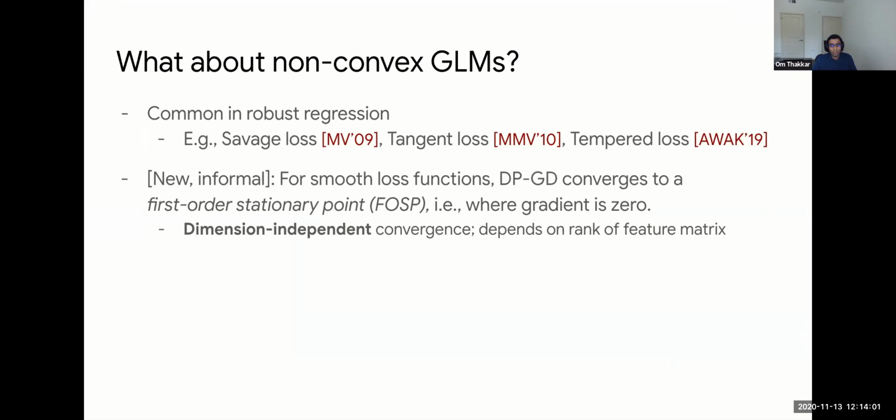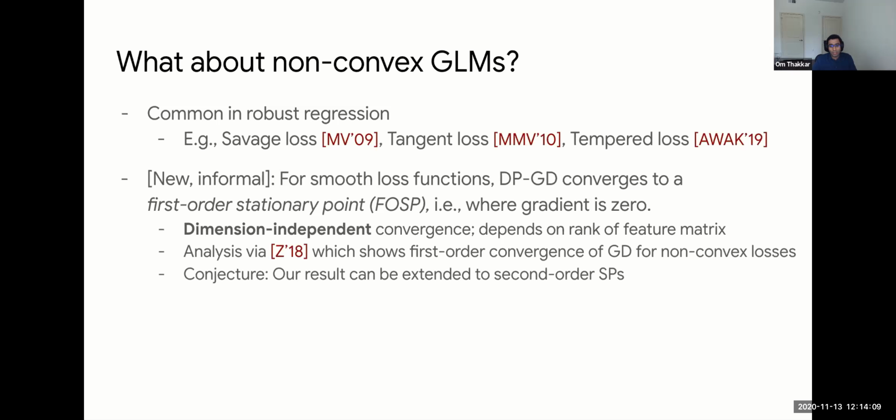This convergence is dimension independent in that it depends on the rank of the feature matrix, similar to the previous result. Our analysis goes via a classic result by Nesterov that was restated in Zoo 18, which shows the first order convergence of gradient descent for non-convex objective losses. We conjecture that one can extend our result to second order stationary points under additional assumptions on the loss.